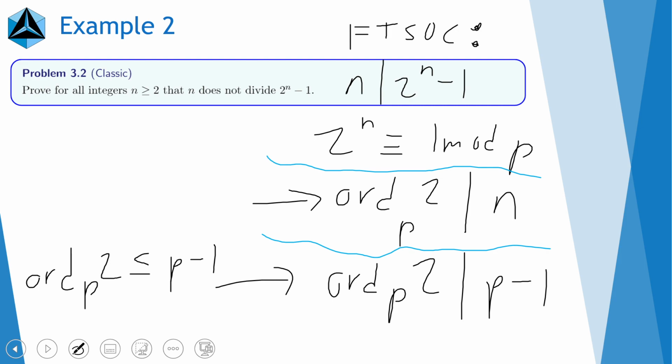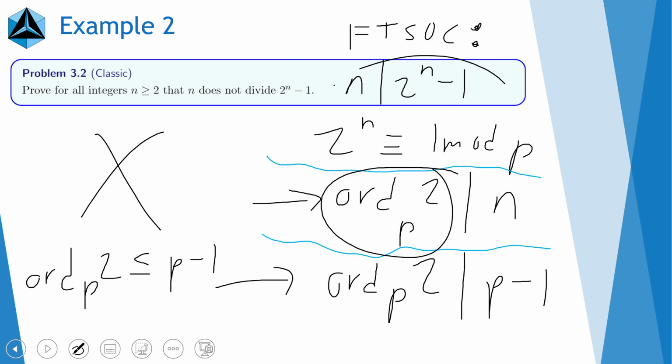But then we assumed that p was the smallest prime factor of n. So that doesn't make sense. This is a contradiction here, because there cannot be any divisor of n smaller than p, but clearly the order of 2 mod p is smaller than p. So this gives us a contradiction and our statement is never true.